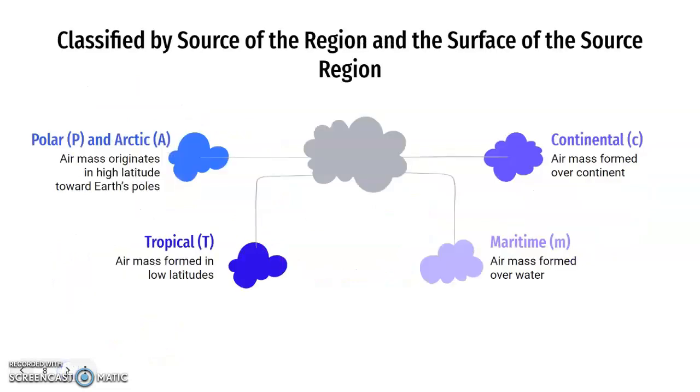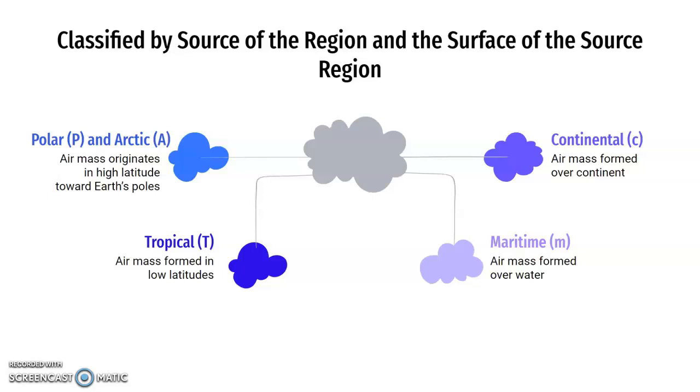So what I mean by that is if it originates in one of the poles, it's either going to be a polar air mass or an Arctic air mass, and you can see that that is classified as a capital P or capital A. There is also a tropical source, and that is formed in the lower latitudes. And a polar or Arctic air mass is going to bring colder temperatures with it. Tropical is going to bring warmer temperatures. So these two affect the temperature of the air mass.